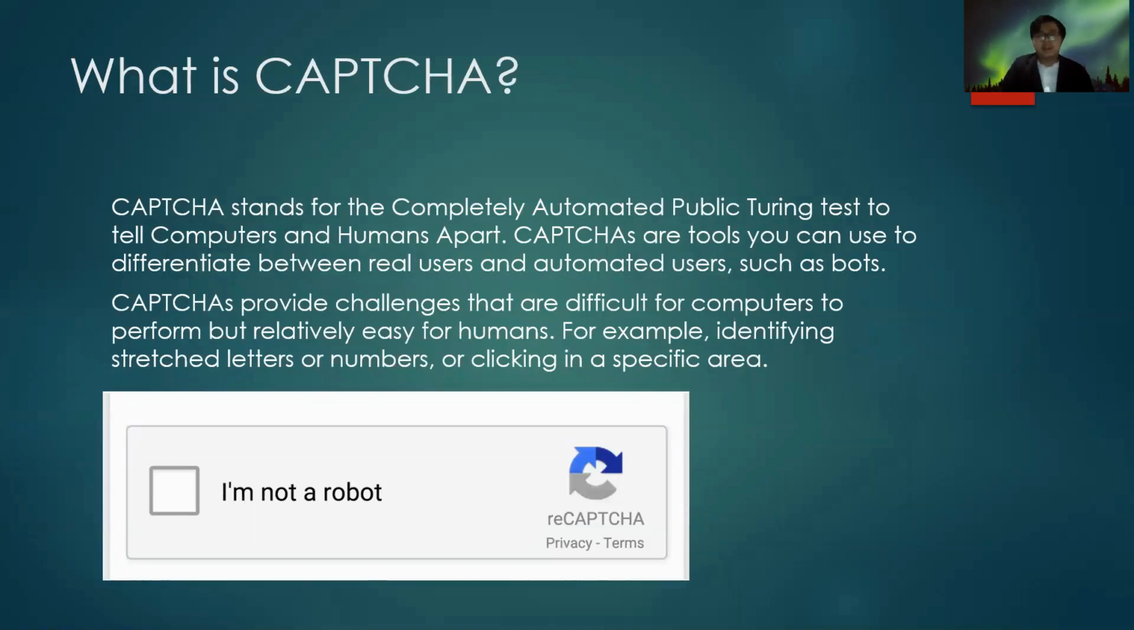What is CAPTCHA? CAPTCHA stands for Completely Automated Public Turing test to tell Computers and Humans Apart. CAPTCHAs are tools you can use to differentiate real users and automated users such as bots. CAPTCHA provides challenges that are difficult for computers to perform but relatively easy for humans. For example, identifying stretched letters or numbers or clicking in a specific area.